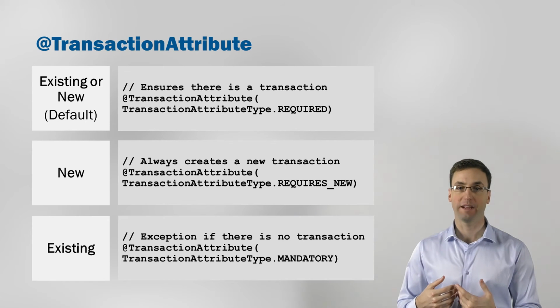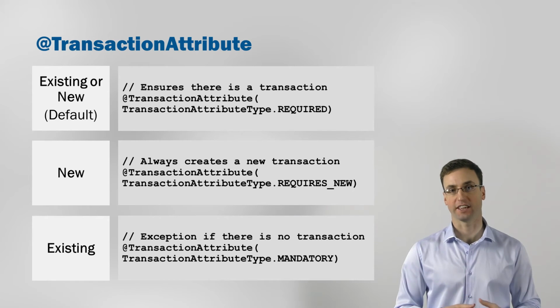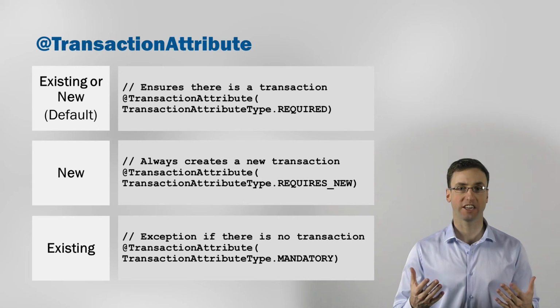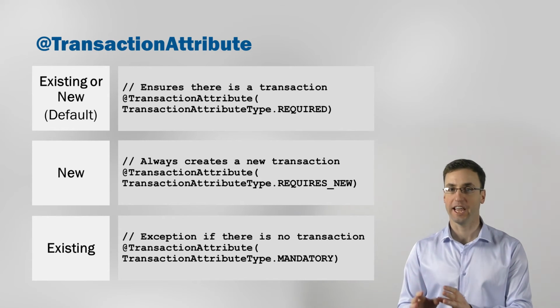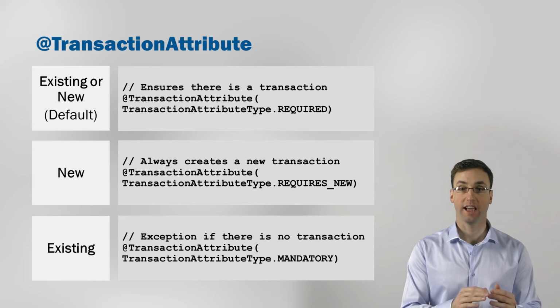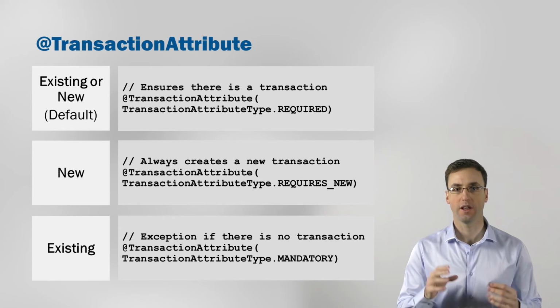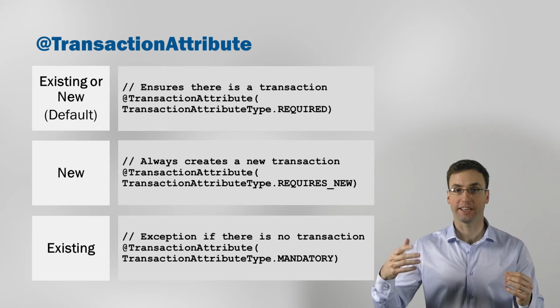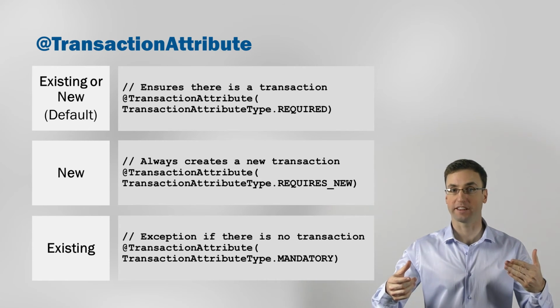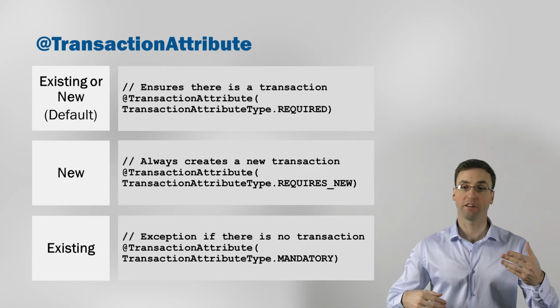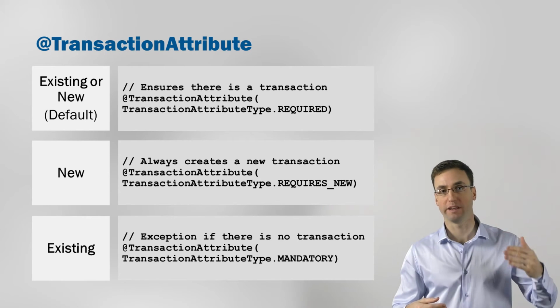Requires new means that it will always start a new transaction. If there's no transaction, it will create a transaction. If there is a transaction, it will suspend that current transaction and then start a new transaction. Because this is a separate transaction, it can be committed or rolled back separately from any transaction that might have been running before the method is called. But once the method returns, then that previous transaction will be resumed.